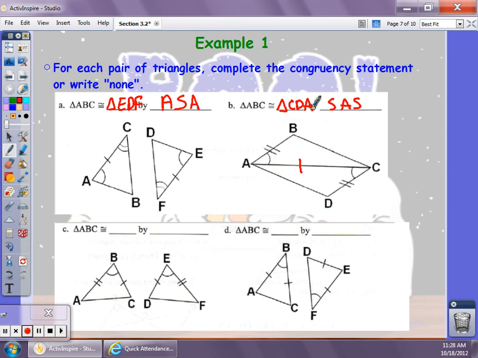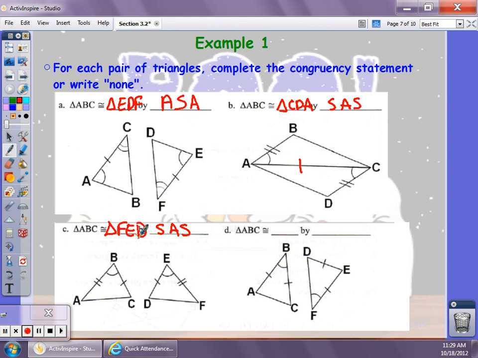In the next example, we have triangle ABC and triangle DEF. We know that angle B and angle E are included, or in between, 2 sides that are congruent. So we can now say based on side-angle-side that triangle ABC is congruent to triangle FED.